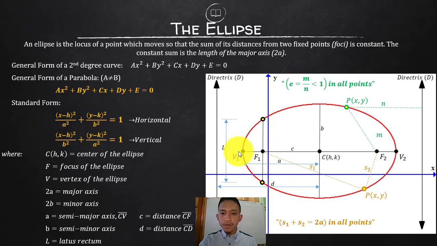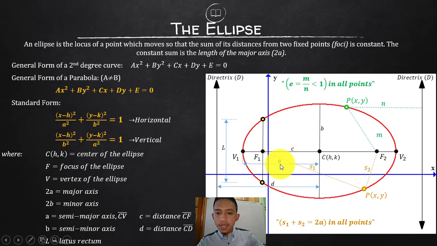That means from the vertex to the center is distance A, and from the center to the other vertex is also distance A. That's why this major axis is equivalent to 2A. We have the minor axis, which is perpendicular and determines the width of your ellipse. This is the length of your ellipse, the major axis, and that is the width of the ellipse. If this is B and that is also B, since it is symmetrical, the length of your minor axis is 2B.